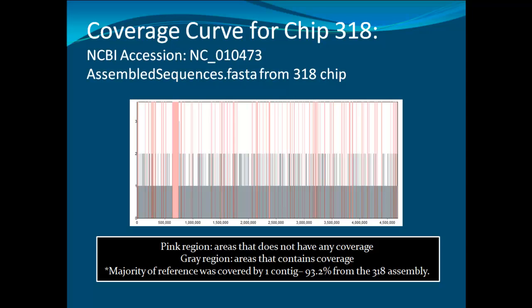For demonstration purposes, I am showing a coverage curve report for the alignment of the NextGENe Floton assembly results of the 318 chip to the E. coli DH10B GenBank reference from NCBI. The pink regions are areas that do not have any coverage. The gray region shows depth of coverage. About 93.2% of the reference genome was covered by at least one contig from the 318 assembly. The majority of the reference that does not have any coverage is attributed to the tandem duplication that is significant in the DH10B strain, which spans about 2.4% of the reference genome.